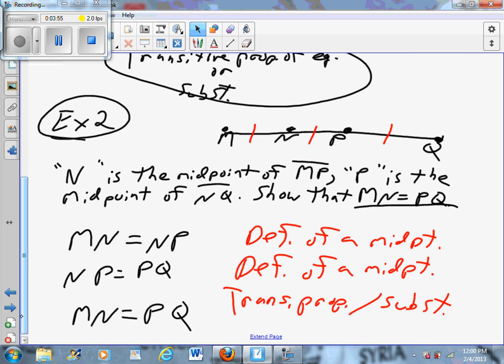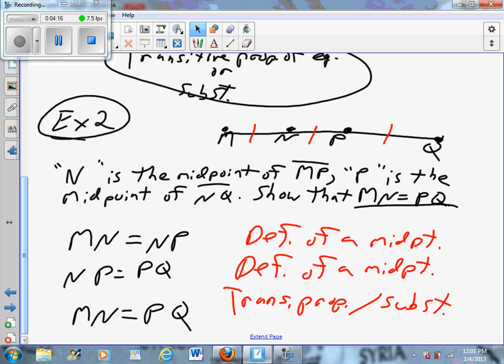Example 2. You have a diagram of this segment with the points N, P, and Q respectively marked on that statement. We're told that N is the midpoint of MP, P is the midpoint of NQ. Show that MN is equal to PQ.